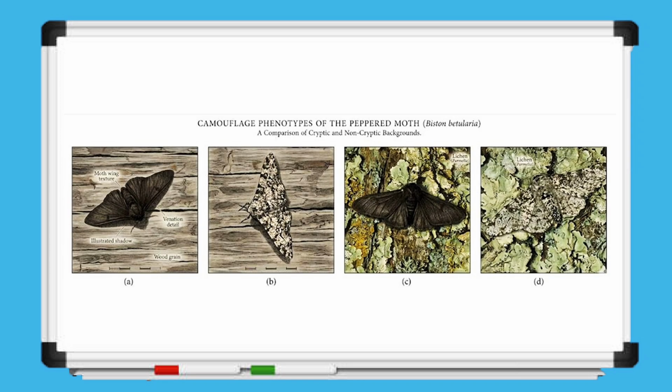In evolutionary terms, this is an example of directional selection, where one extreme form becomes more common due to environmental change. It clearly shows how natural selection can change the inherited characteristics of a population over time.